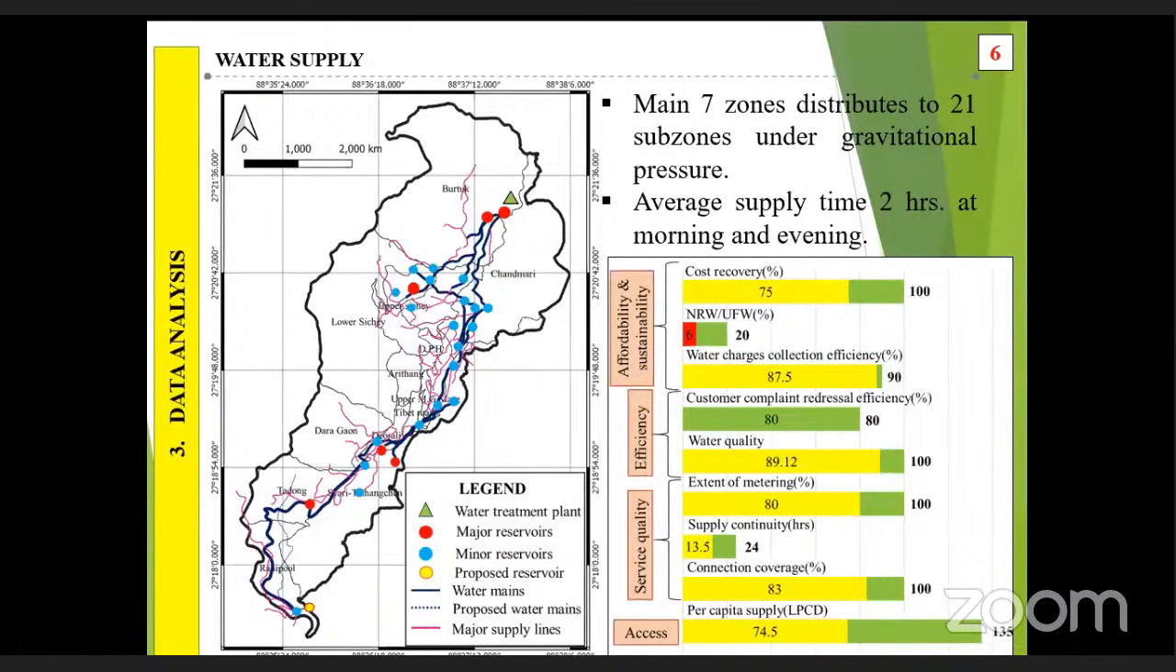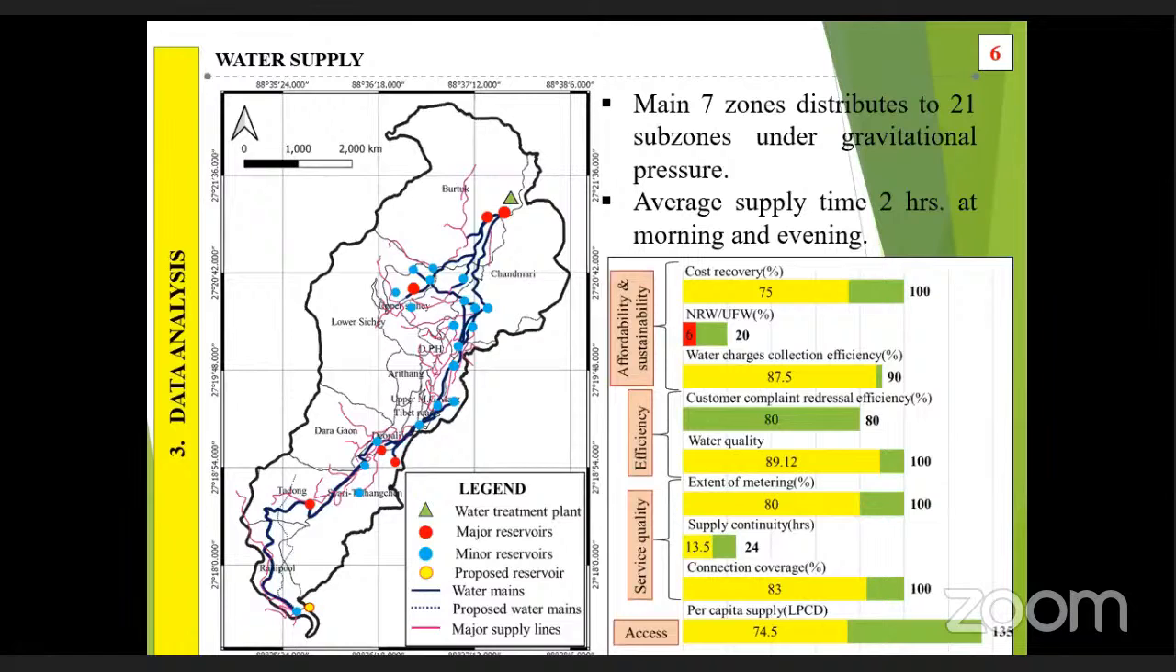So now coming to the data analysis part, it gives an overview of each type of existing infrastructure that is considered, and the corresponding service level benchmarks considered for each of them. For each type of infrastructure, these SLBs are divided into further parts: access, service quality, efficiency, affordability, and sustainability.